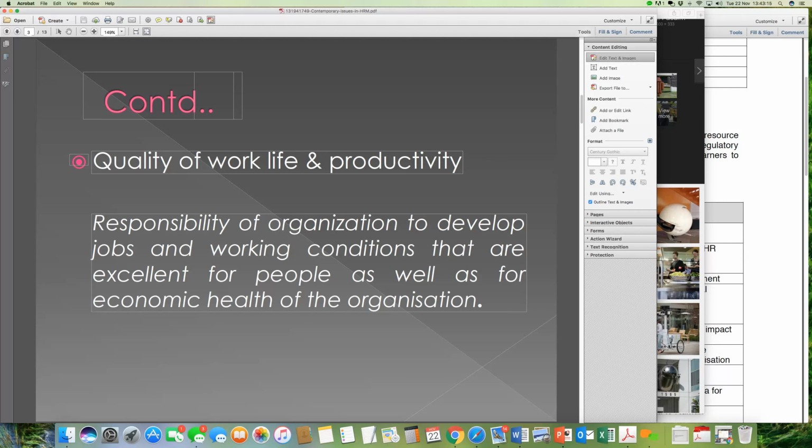Let me put it this way. They are able to produce work which is in requirement with the organization's objectives, but at the same point in time enjoy the work that they do. Okay, so this particular issue is basically nothing but a contemporary issue wherein the HR managers have to balance this, and this falls under something called quality of work life and productivity.